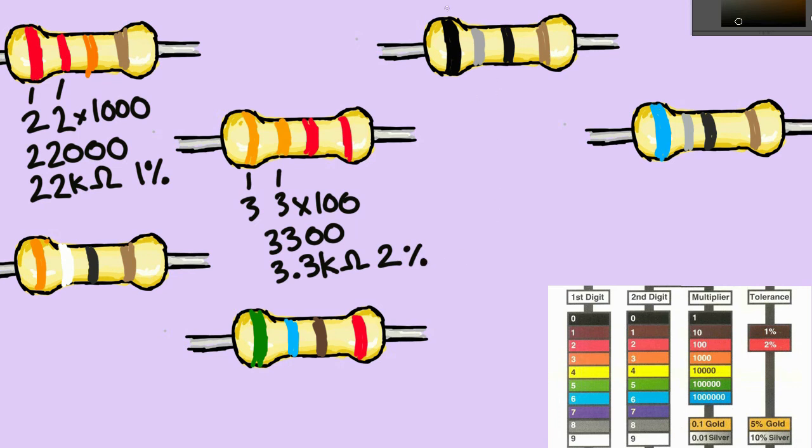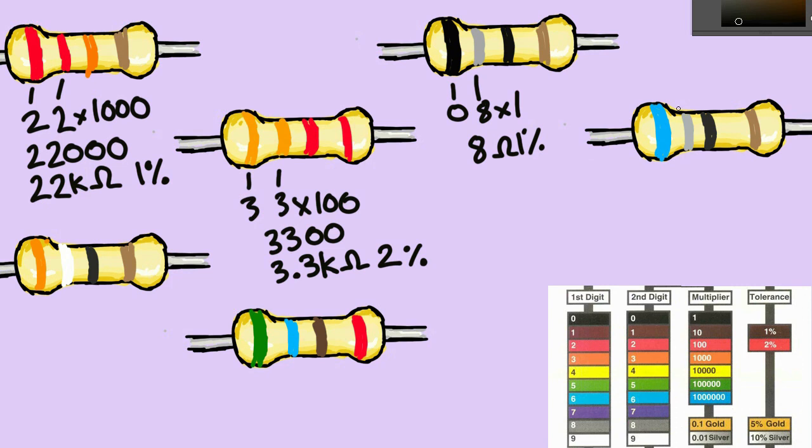The next resistor we're looking at is black, grey, black, brown. If we have a look at this first band, we actually get 0 as our first digit. Our second band gives us 8. We then need to multiply that by 1 because black is 1. And so 8 times 1 just gives us 8 ohms. 8 ohms with a 1% tolerance.